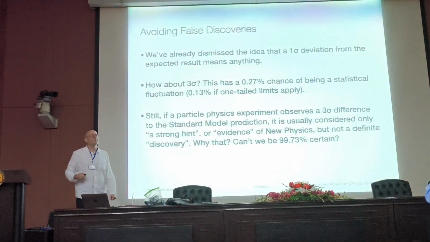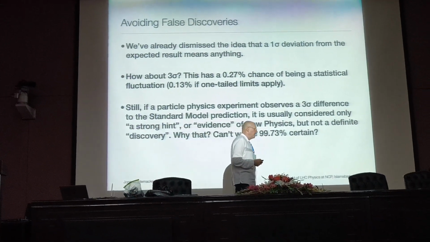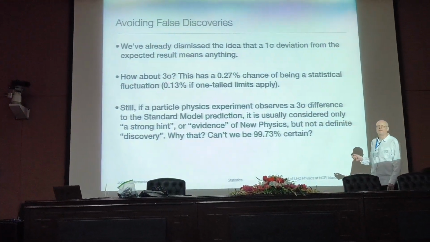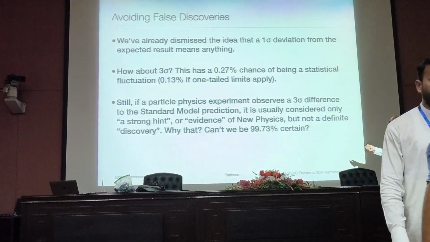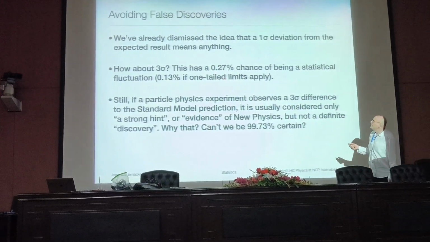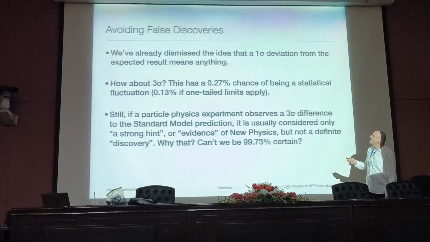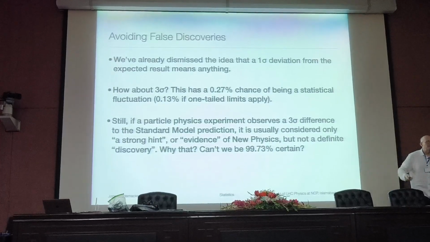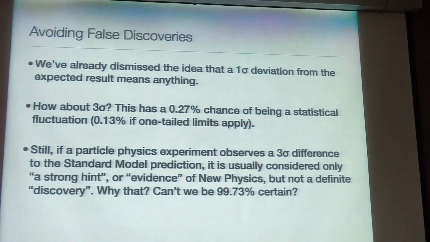But we usually don't do that, at least not in particle physics. And in many sciences, actually, they do this, but we do not say that 3 sigma constitutes a discovery. Why not? The chance that the standard model is correct and I get a fluctuation of this size or bigger is really quite small. So why not risk it and say I found evidence that the standard model is false?